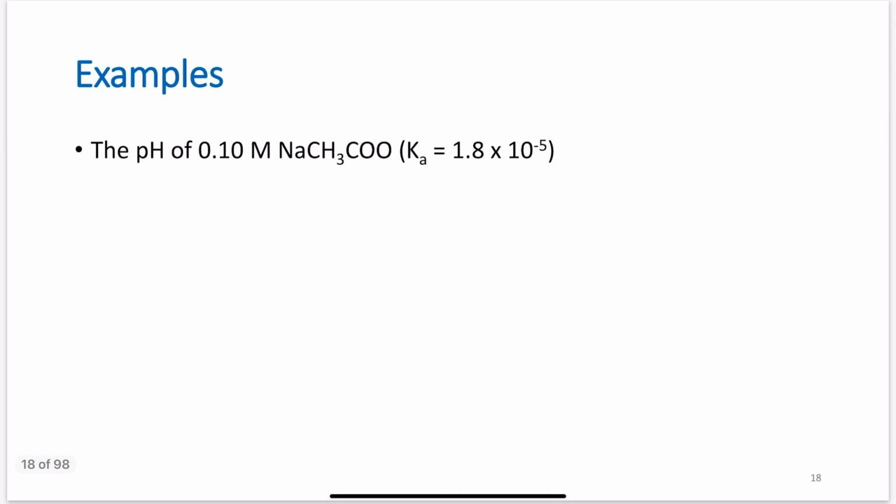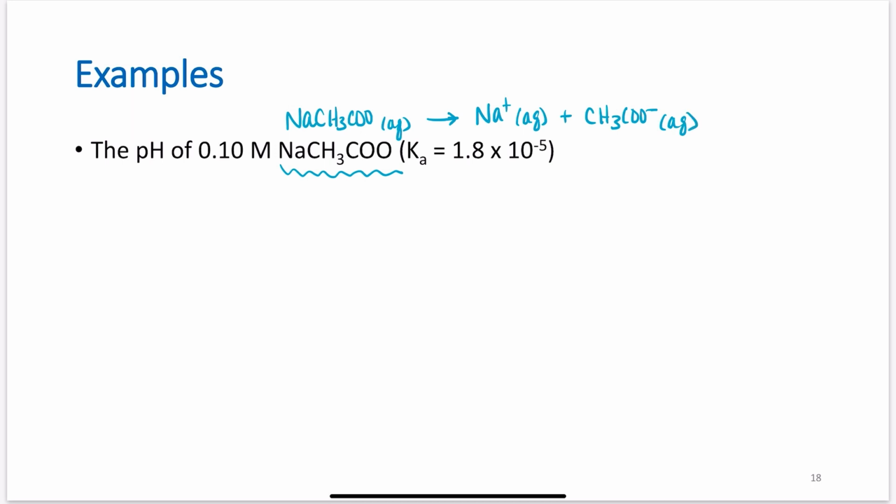What about the pH of a 0.1 molar sodium acetate solution? I know some students are still struggling with this, so we need you to be able to see this really fast in your mind. When you see something like sodium acetate, I need you to be able to immediately recognize that this is a soluble salt, which means in solution I have sodium ions and acetate ions.